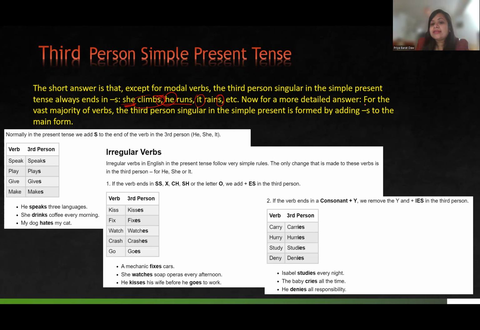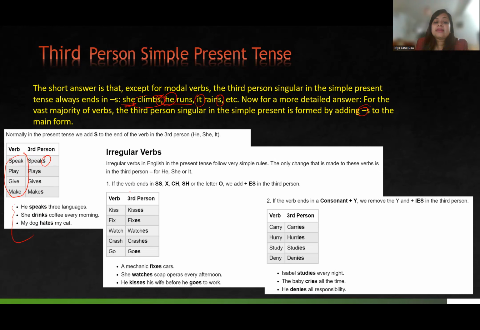Now for a more detailed answer: for the vast majority of verbs, the third person singular in the simple present is formed by adding s to the main form. We always use s at the end. Here are some examples, like the verbs speak, play, give, make. They are all verbs, so we use s at the end with the third person. Always remember. Speak will be speaks, plays, gives, makes. Like that: he speaks, she drinks, my dog hates my cat. Examples.